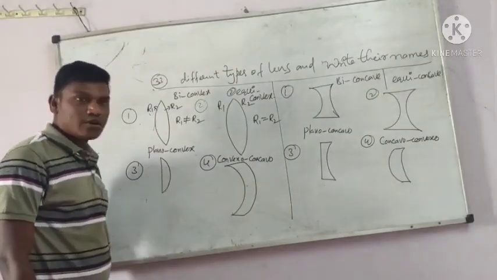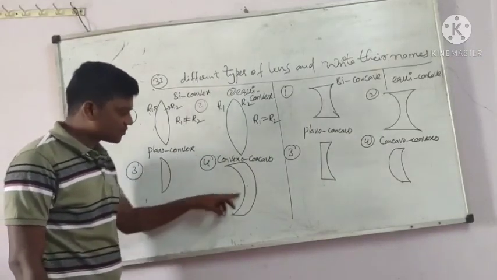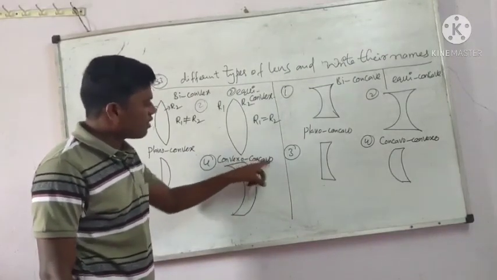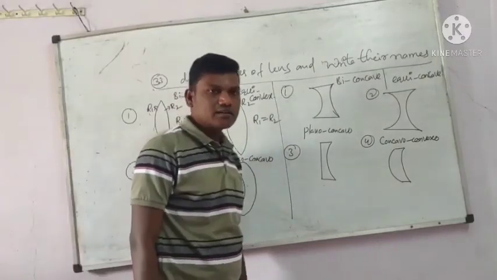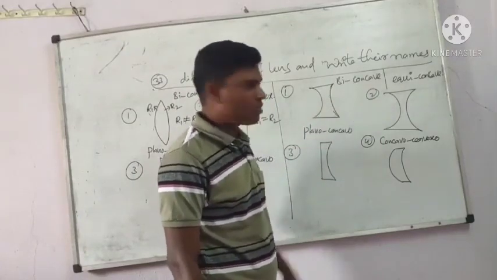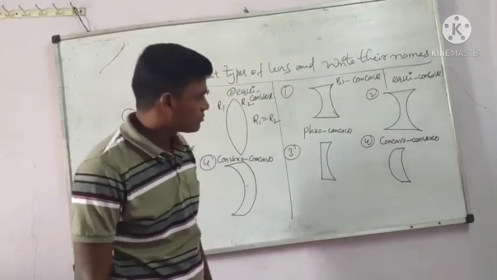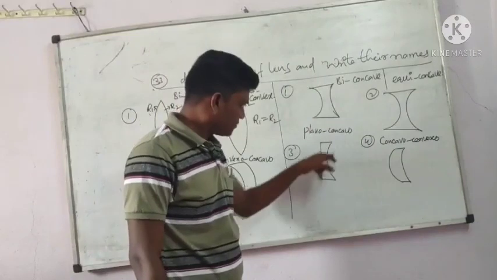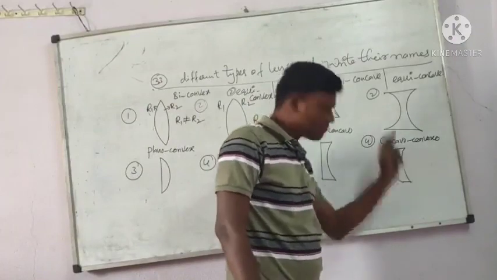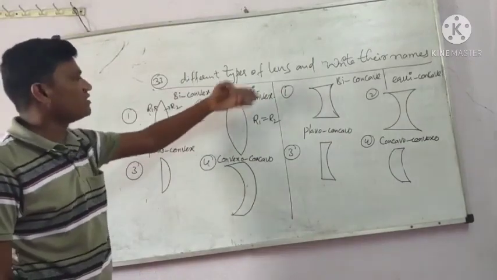Next, this is the plano-convex. Plano means plane on one side and convex on the other, that's why plano-convex. In this one, one face is convex and the other is concave, that's why convexo-concave. Next, in concave lenses, biconcave means R1 not equal to R2, same as before. Equiconcave, R1 equal to R2. Next, plano-concave, plane and concave. Next, concavo-convex. These are the types of lenses and their names.